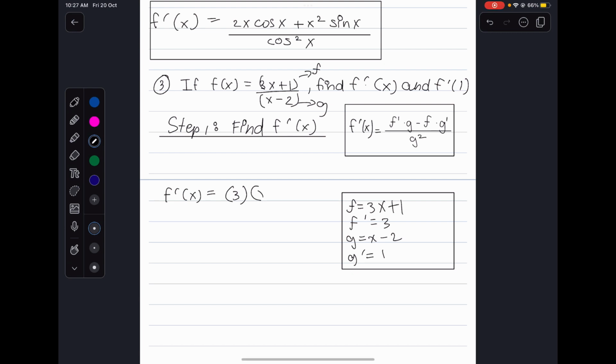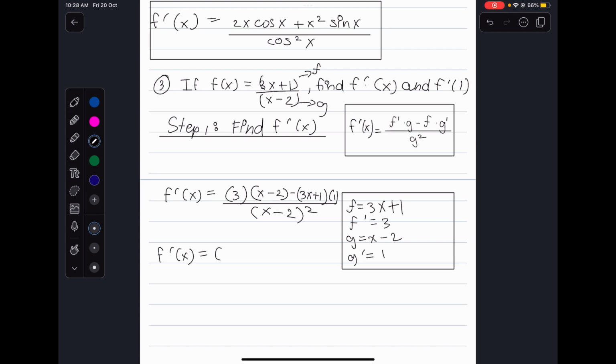g is x minus 2, minus f, again keep everything in brackets, f is 3x plus 1 and g prime is 1, all over g squared. Now since g is an expression, not a single value, I'm just going to put it in a bracket and then put it to the power of 2. Now f prime of x is, we have to distribute the terms inside the brackets.